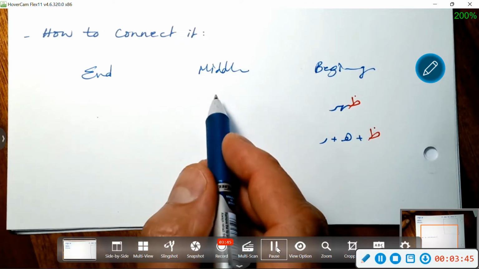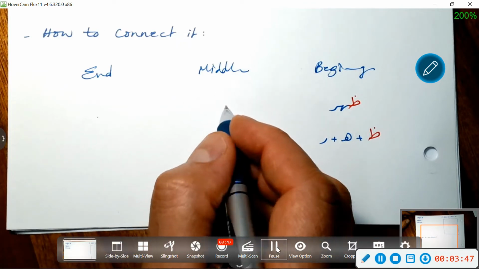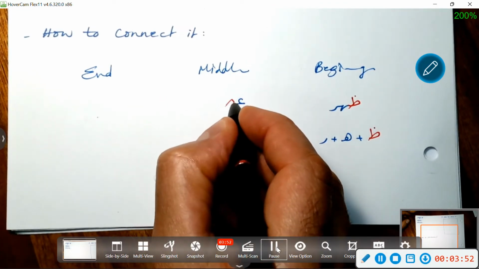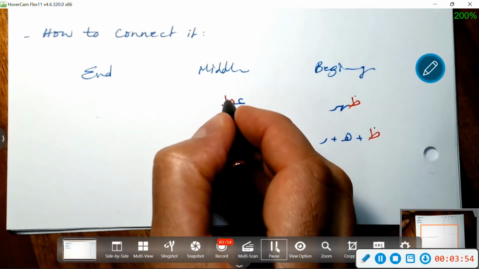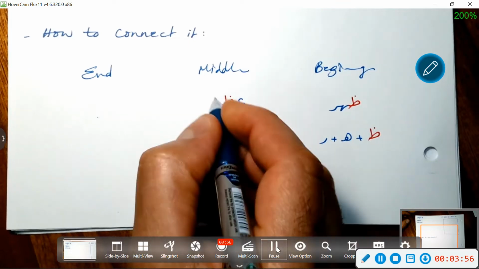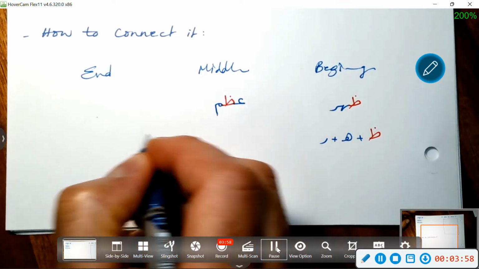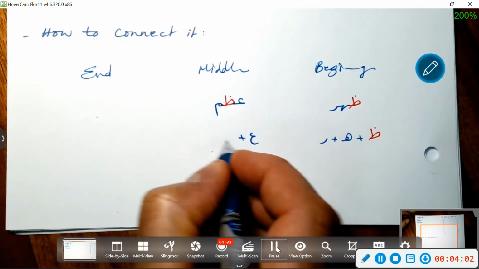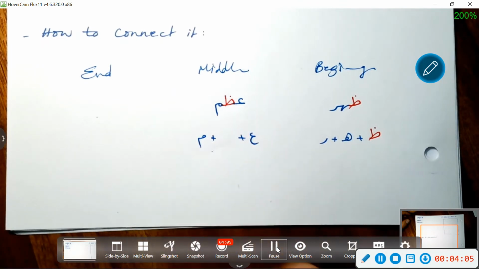In the middle, عظم: عين, ض, ميم. عين plus ض plus ميم.